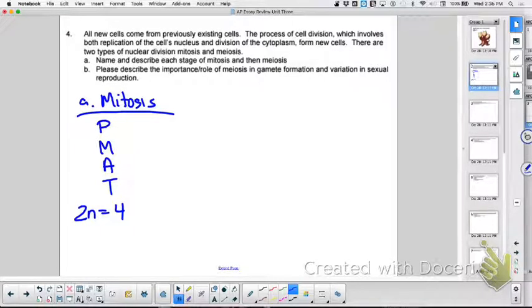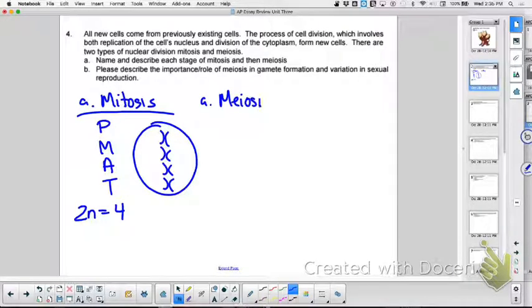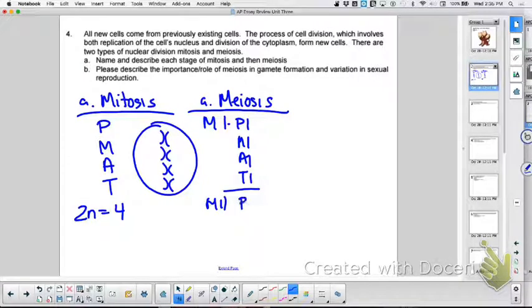Talking about mitosis, peeps. It's just like this. Four chromosomes in the middle if my 2N number was four. 2N means a diploid cell. A haploid cell is just N. If I'm talking about meiosis, I would have meiosis 1, which would have what? Interkinesis, then meiosis 2, which would have?